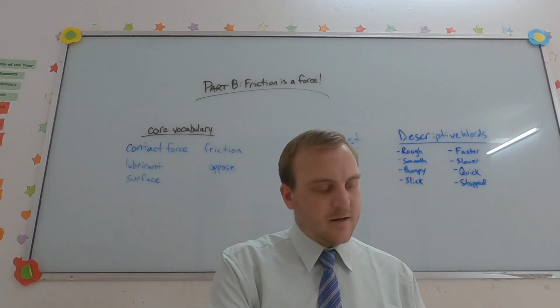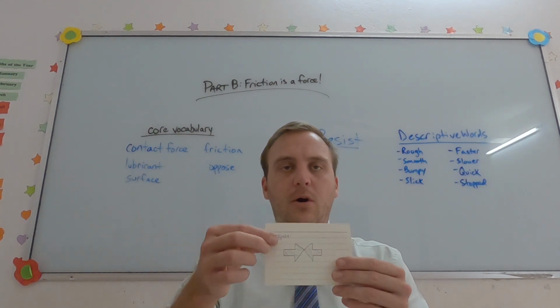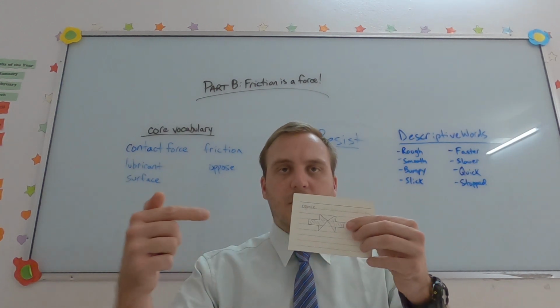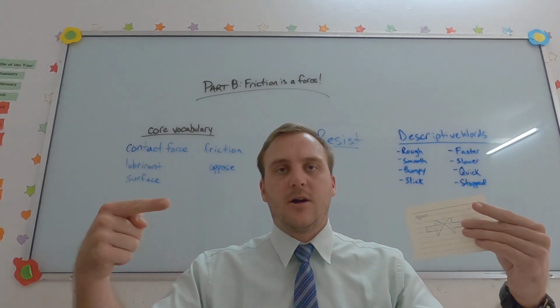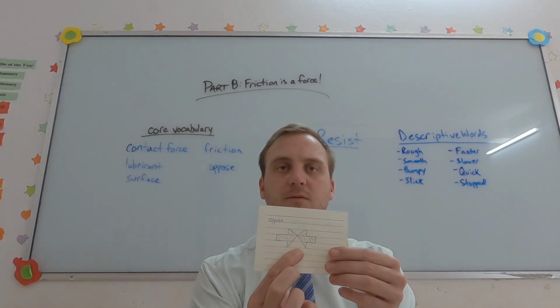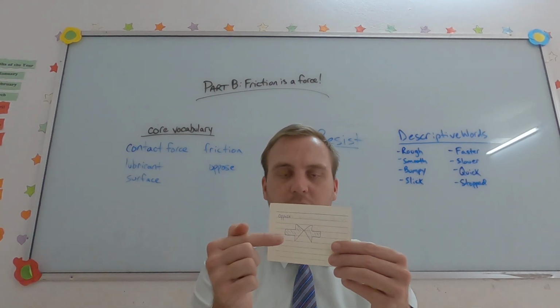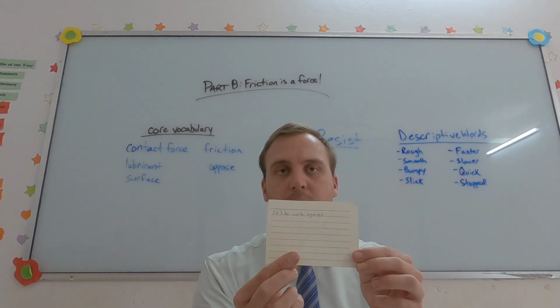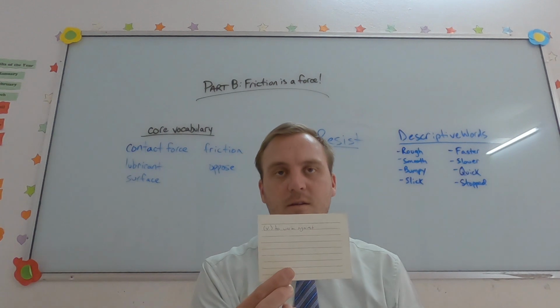For today's lesson, we have oppose, and as you can see, these two arrows are going in opposite directions. They're opposing each other. So write oppose and then draw a picture of two arrows opposing each other, going in opposite directions. And on the back, verb, to work against.